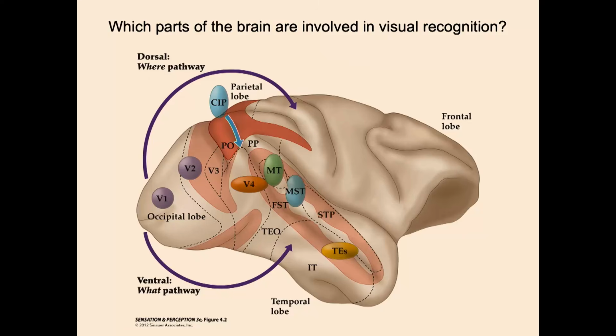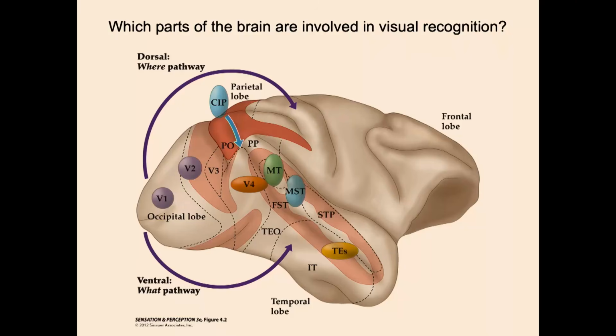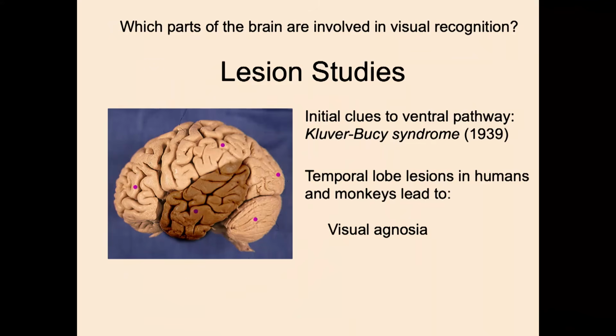Everybody remembers how we think of the visual system very coarsely as being organized into dorsal and ventral pathways. And we think of the ventral pathway as mediating our recognition abilities. There's now lots and lots of evidence in support of this. The initial clues to this came from lesion studies, so these are individuals who have brain damage.